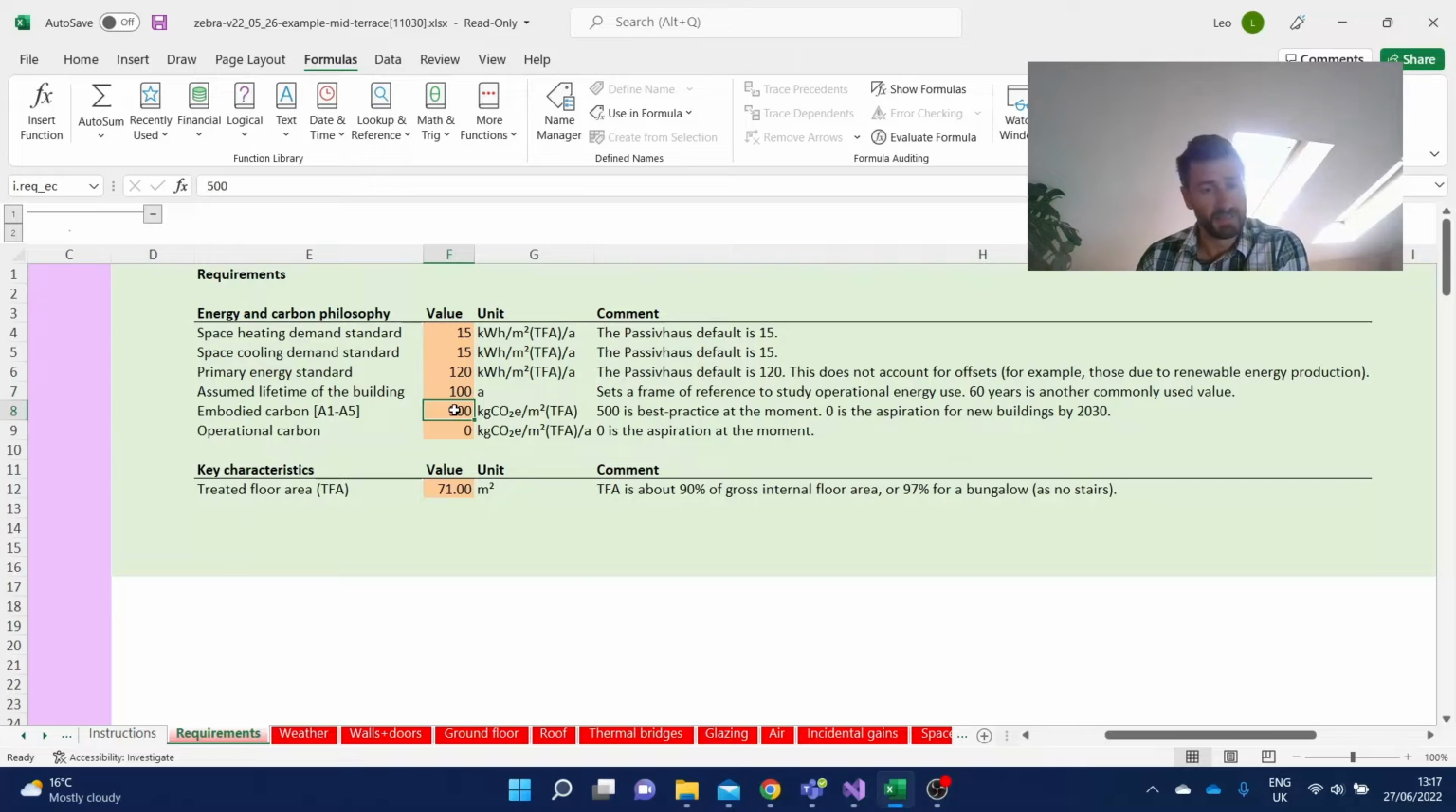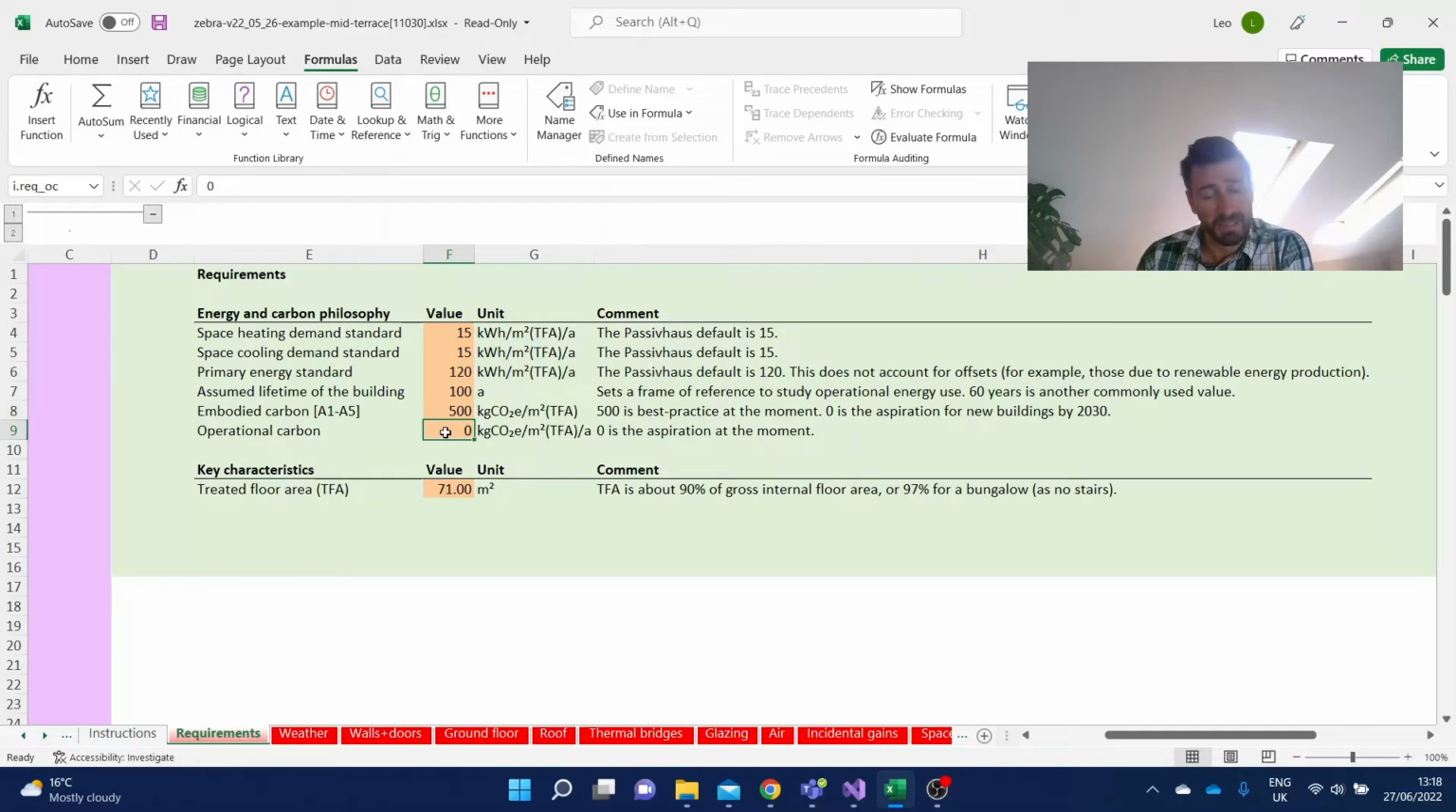The embodied carbon standard is the maximum amount of carbon per square meter of area that we're allowed to use to essentially build the building. So the upfront carbon. Zebra doesn't currently account for embodied carbon for maintenance of the building or for demolition of the building. So it's stages A1 to A5 only. Good practice for this at the moment is 500.